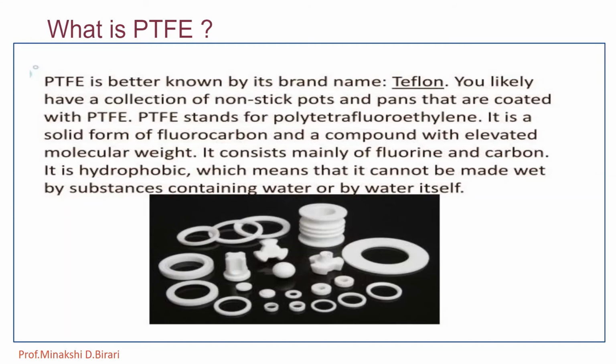So the polymer produced in Britain is known as Fluon and in USA as Teflon. The monomer used is tetrafluoroethylene and the polymer is polytetrafluoroethylene. We should remember, in Britain the name is Fluon and in USA the name for this is Teflon.